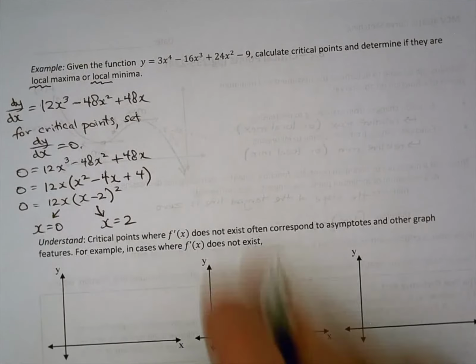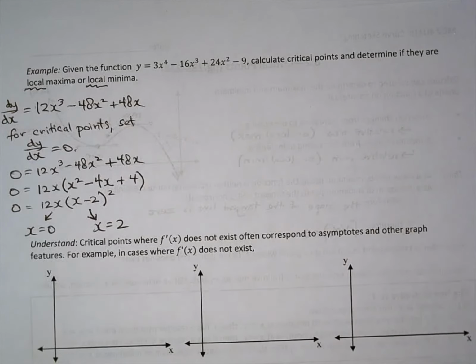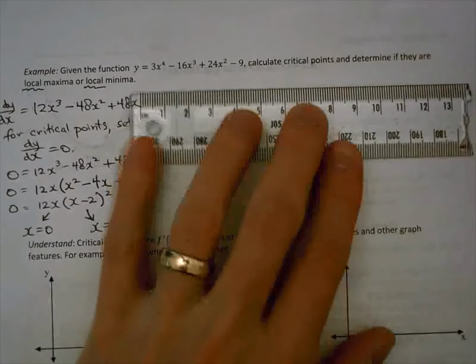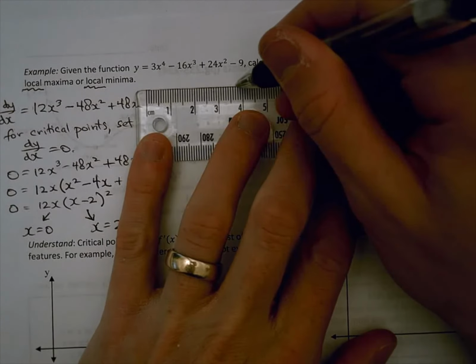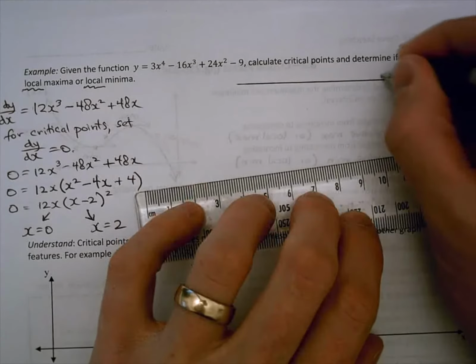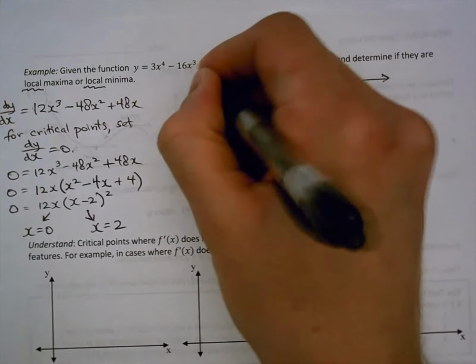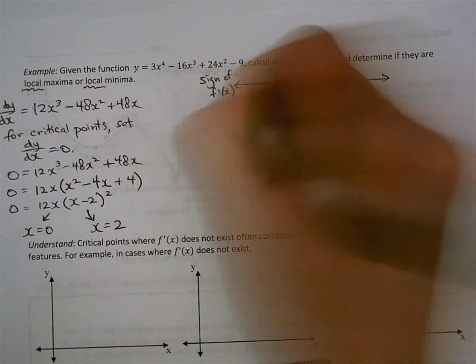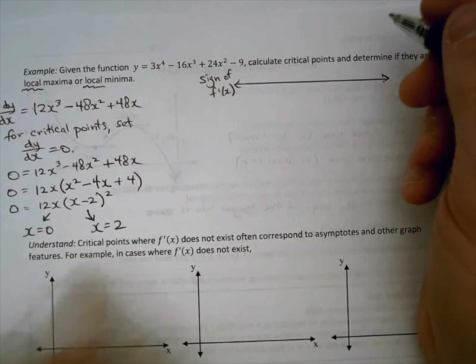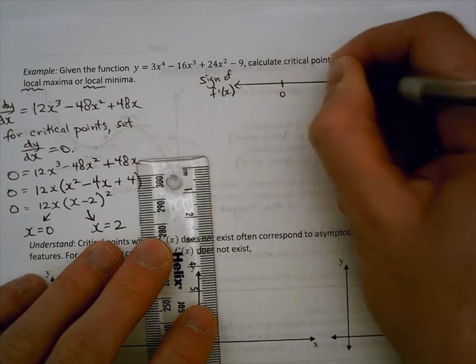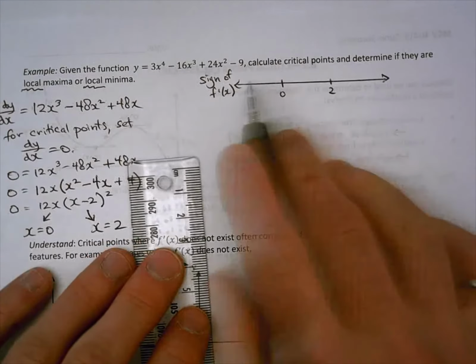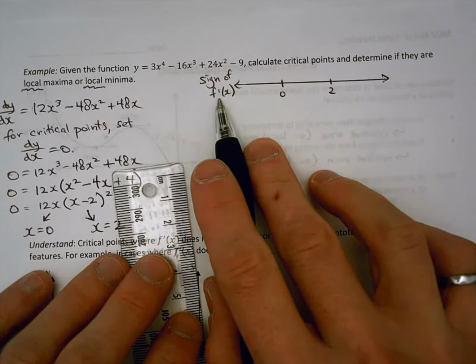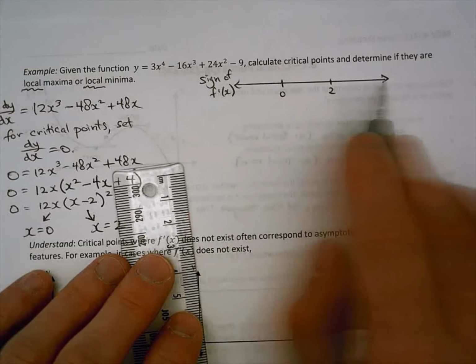What do I have to do again? Oh yes, I need a sign diagram. So I'm going to get my ruler, which I seem to have misplaced. Oh no, I found it. Don't worry. And I'm going to draw a sign diagram up here. This is the sign of f prime at x. And what are my points? 0 and 2. So I have 0 and 2. Remember, I'm making a number line for the sign of f prime at x, and these are the x values.